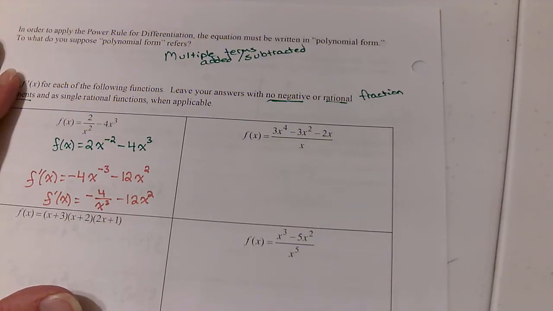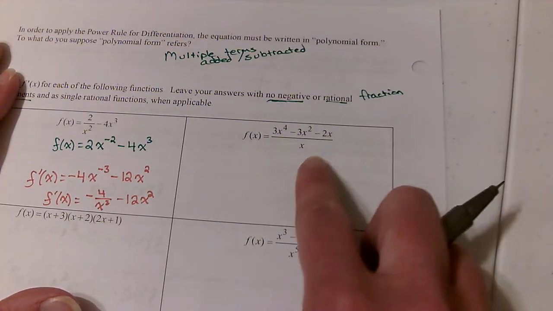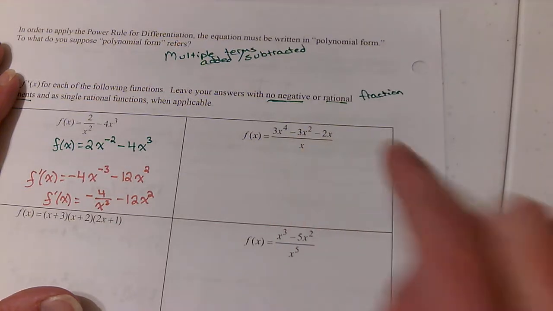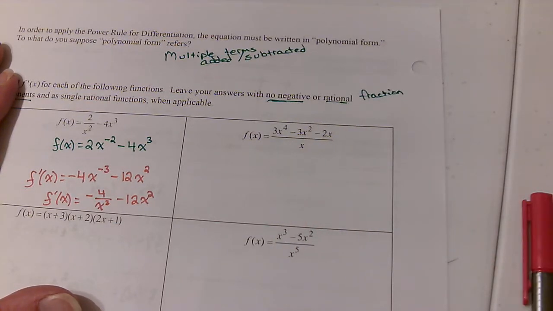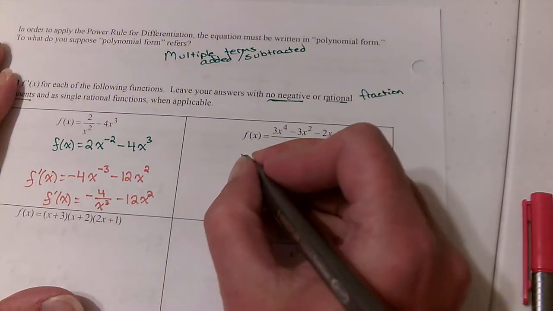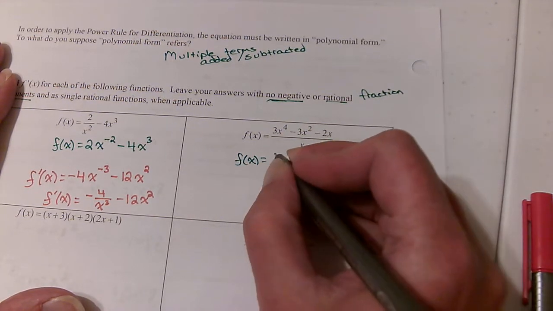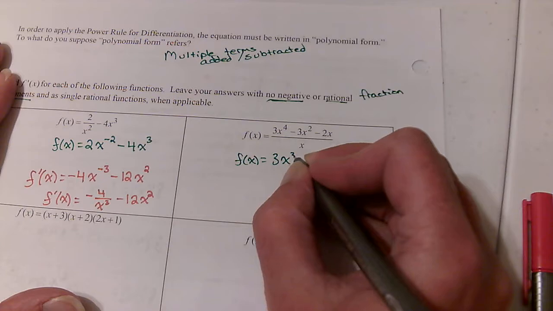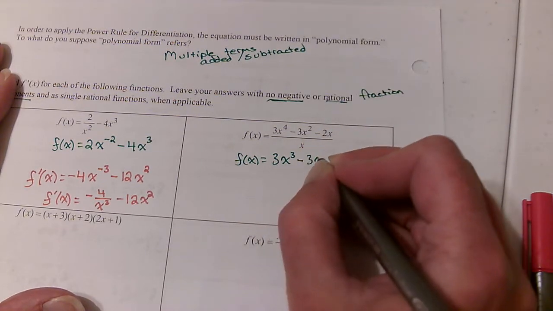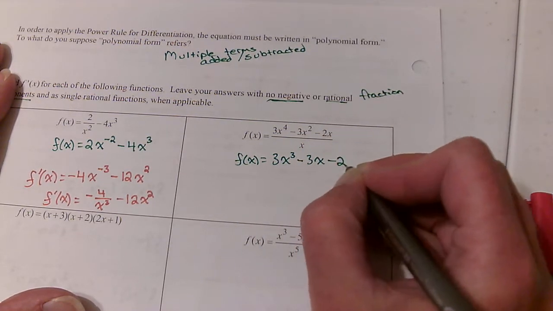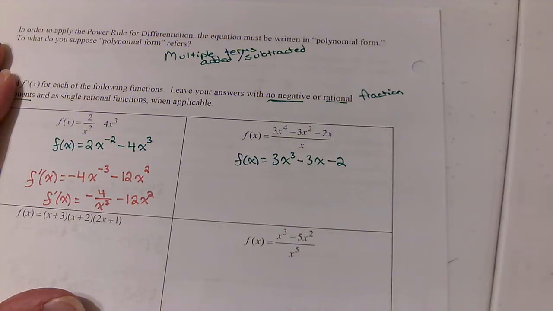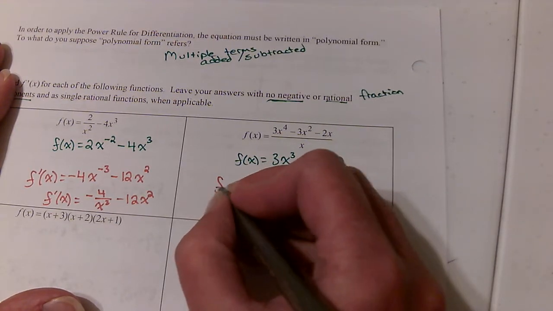Ooh, oh, we weren't supposed to have this. This is just crazy. Oh, why don't I divide everything by x? Great first start. So 3x to the 4th divided by x would be 3x cubed. Then we'd have minus 3x minus 2. Now I can use the power rule.